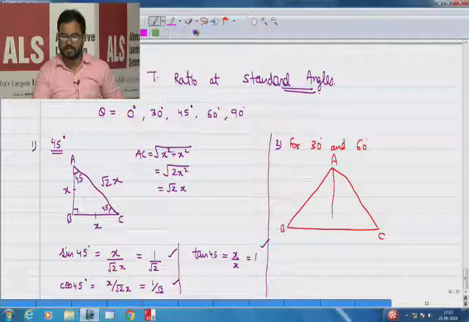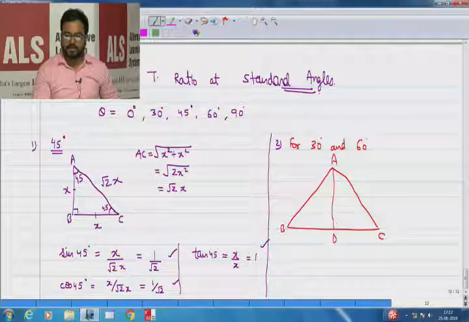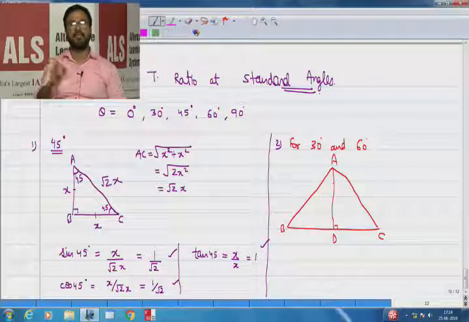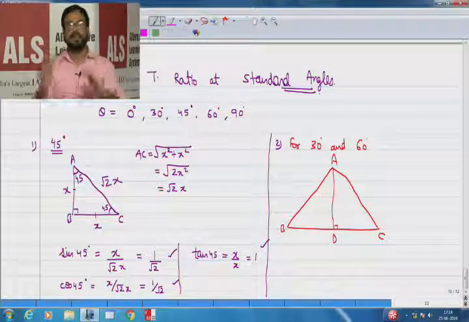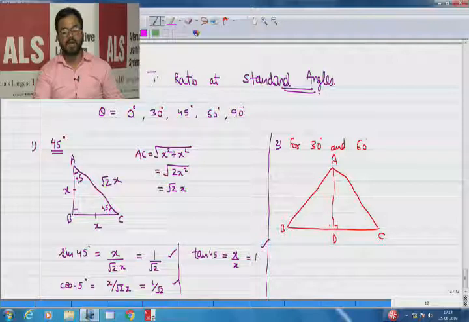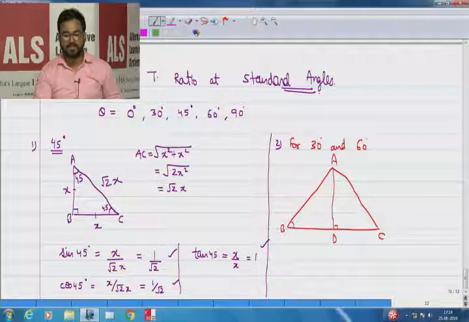Let's say this AD is perpendicular. So you can say that these two triangles, triangle ADB and triangle ADC, are congruent triangles. Congruent by what? You can say by right angle side hypotenuse, RHS congruency. This is 90 degree, hypotenuse is same and AD is common. So since it is an equilateral triangle, this angle is 60 degree and this angle is 90 degree, so this angle is going to be 30 degree.